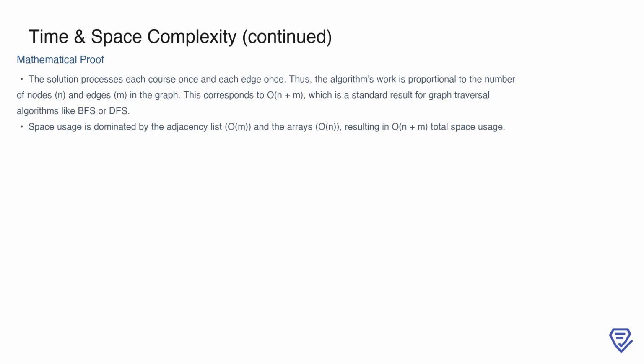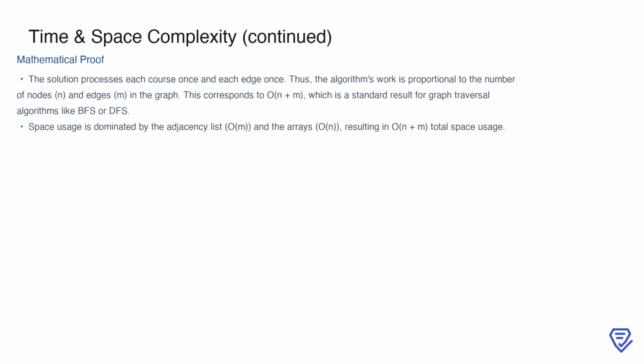Similarly, the space usage is determined by the adjacency list, which requires O(m) space to store all edges, and the arrays used for indegrees and minimum times, which require O(n) space. Together, this results in an overall space complexity of O(n + m). This is a standard result for graph traversal algorithms like breadth-first search, ensuring both time and space efficiency for this problem.